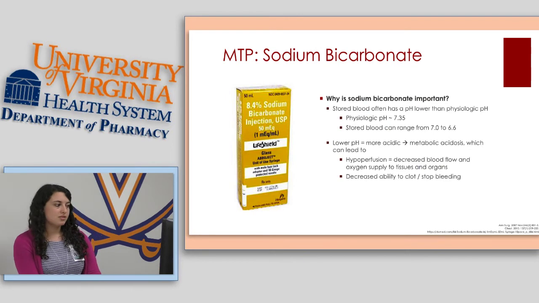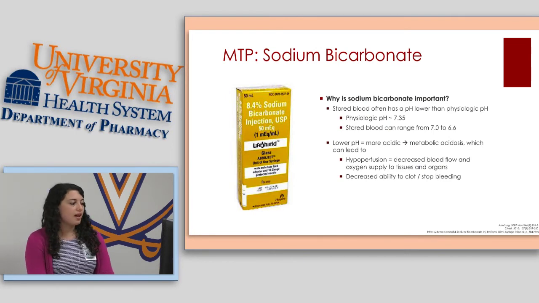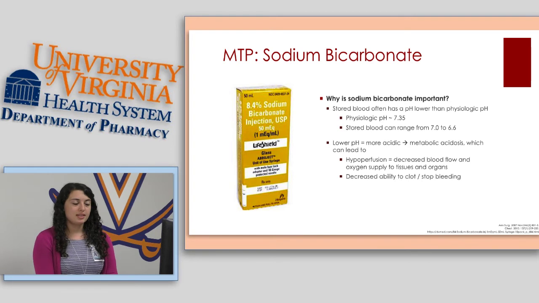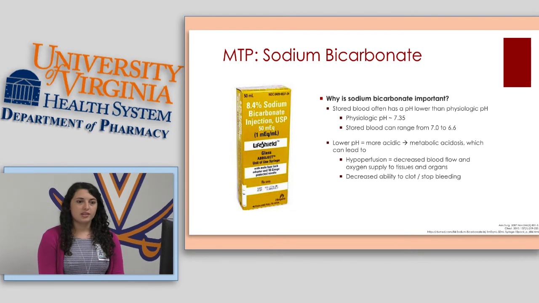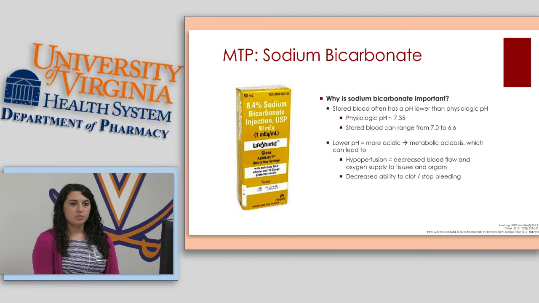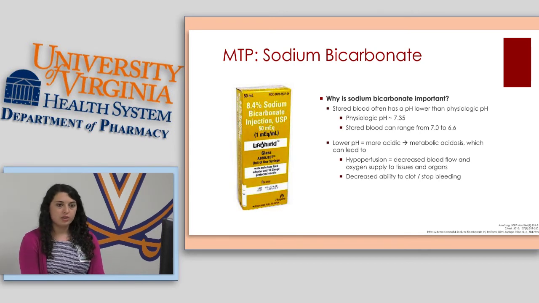And then next is sodium bicarb. So this is also the same box that you would see in the code carts. And so this is kept in the Pyxis and the code carts as well. And the reason this is important is because our normal body pH, which is how acidic or basic our blood is, is about 7.35. And the lower the number is, heading more toward an acidic state.